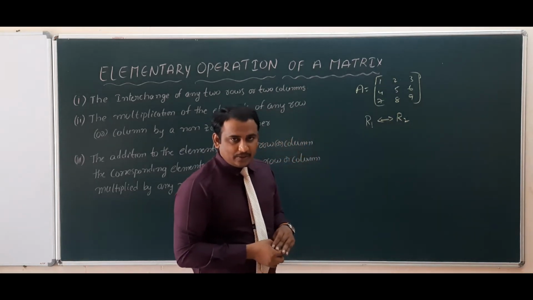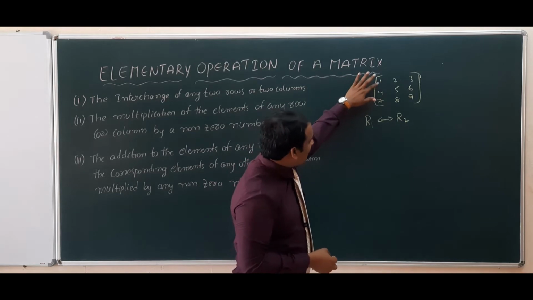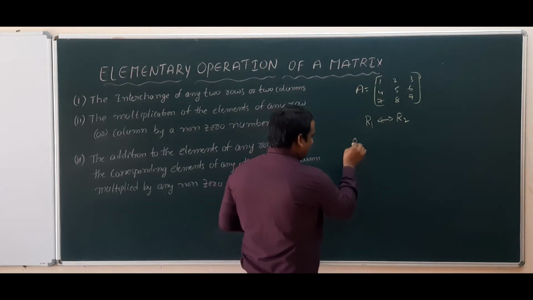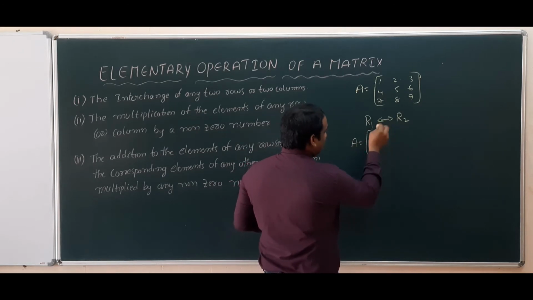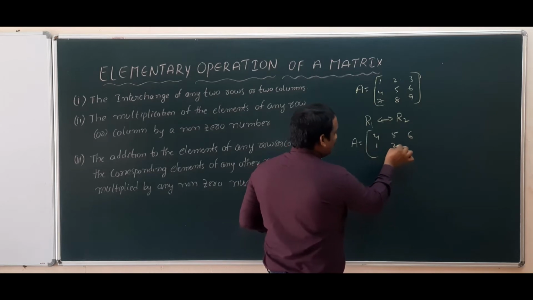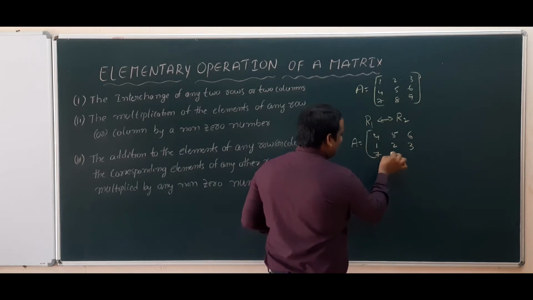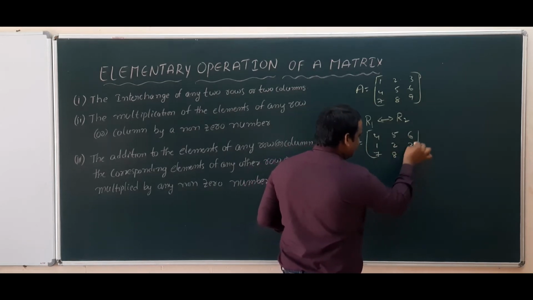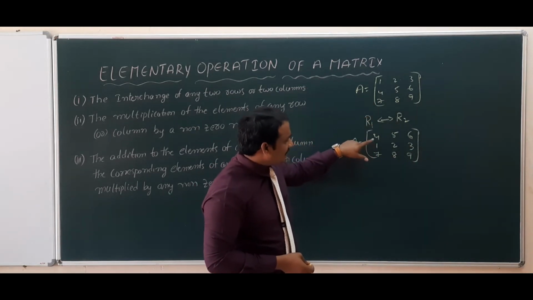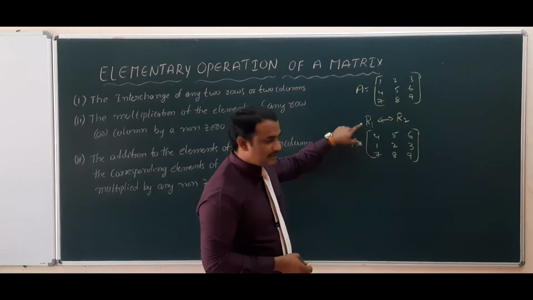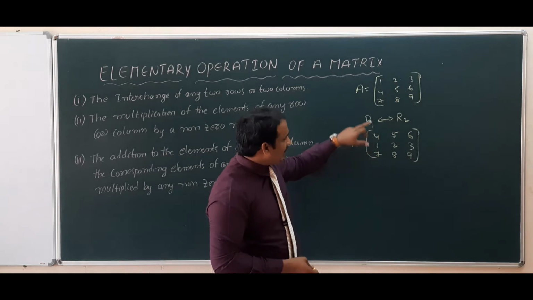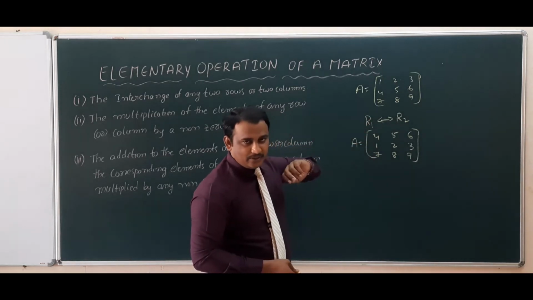R1 double implies R2. That means you interchange R1 and R2. Now what will the answer be? A equals 4, 5, 6, 1, 2, 3, 7, 8, 9. Before interchanging the first row and second row, you write the condition R1 double implies R2. If you write that condition, you can interchange the first row and second row.